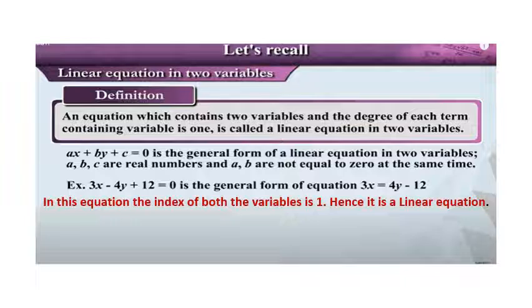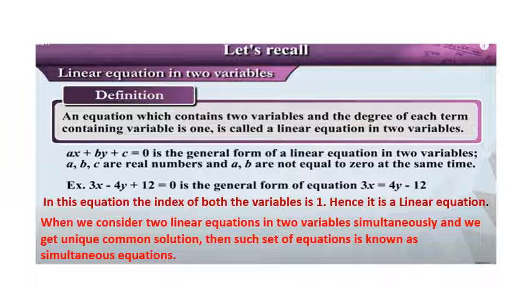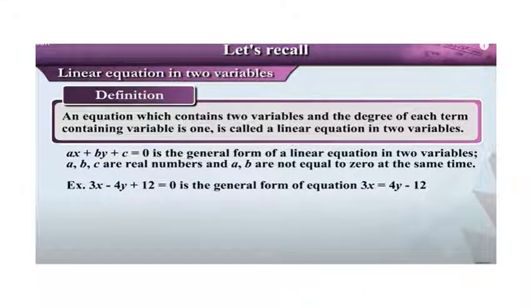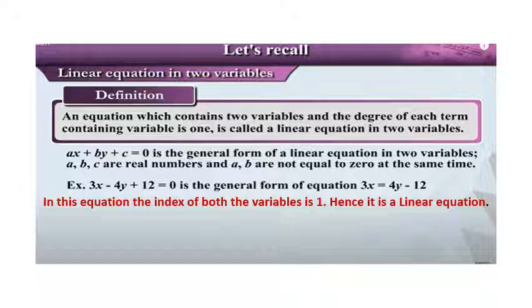Okay, so this we have to modify into general form, and the modified form I have given before, that is 3x minus 4y plus 12 equal to 0. Here 4y from the right hand side shifts onto the left hand side and becomes minus 4y, and 12 from the right hand side shifts onto the left hand side and becomes plus 12. So this is the general form of the equation. In this equation, the index value of both the variables is 1. Hence, it is a linear equation.